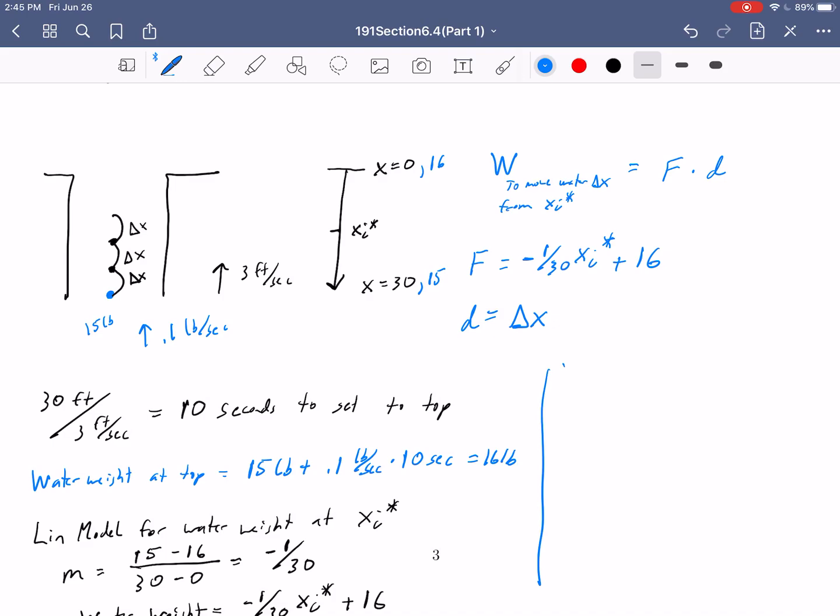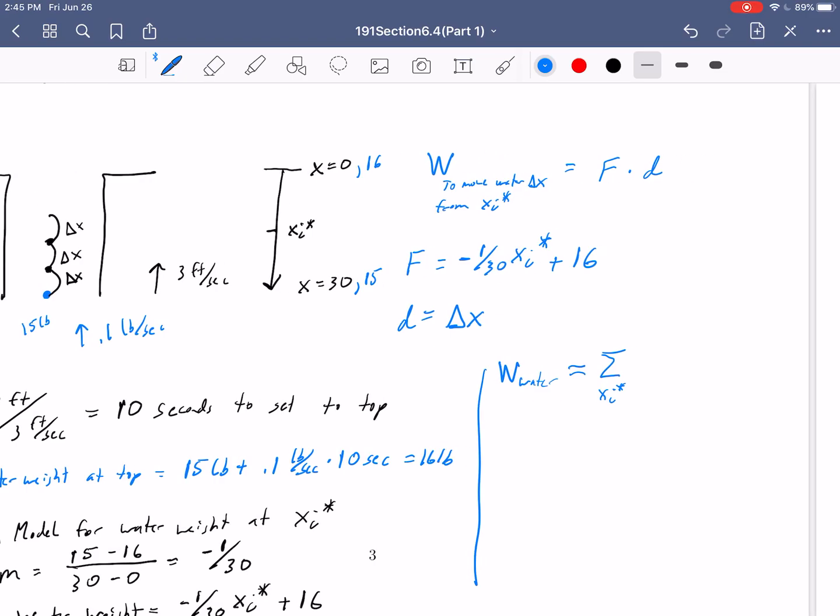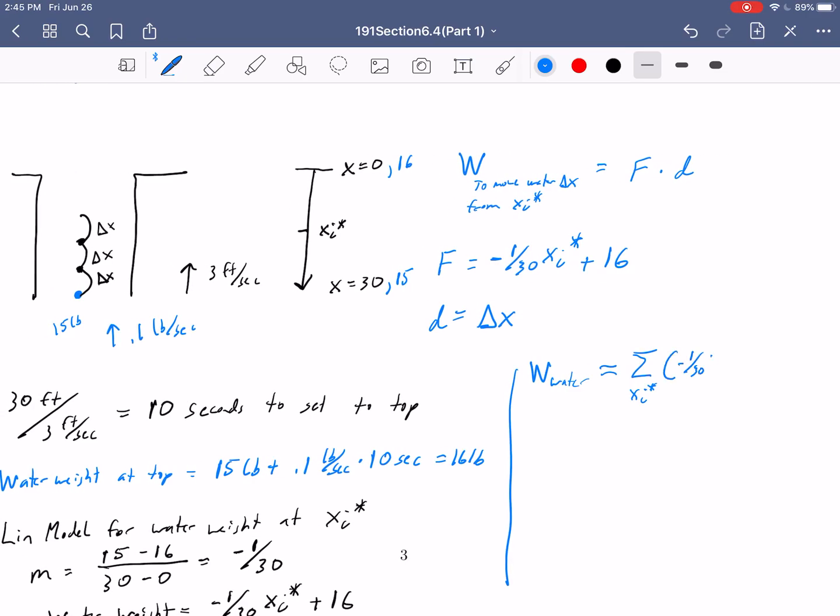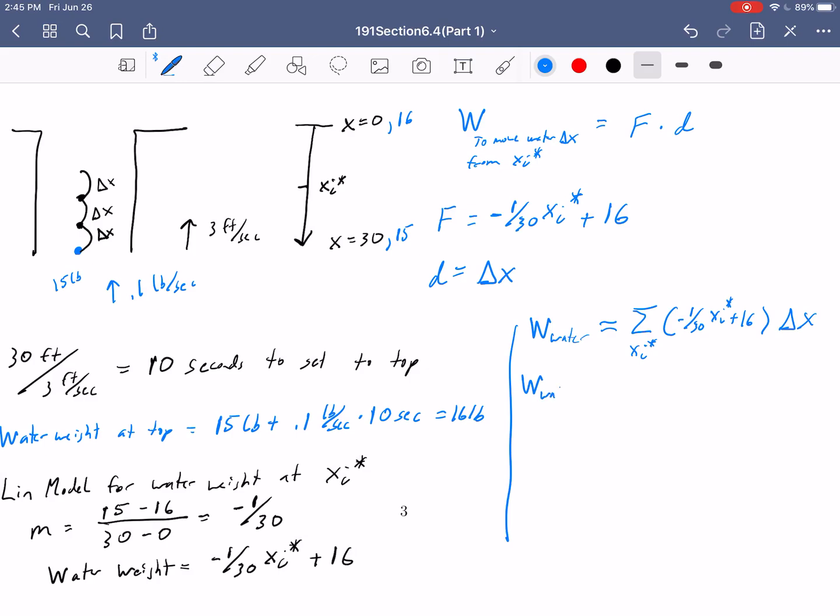We can say that the total work for the water overall is going to be approximately the sum over all those x_i* of (-1/30 x_i* + 16) times delta x. Then we can make that not an approximation by taking the limit. So the work for the water is equal to the limit as delta x approaches 0 of the sum over those x_i* of (-1/30 x_i* + 16) times delta x.